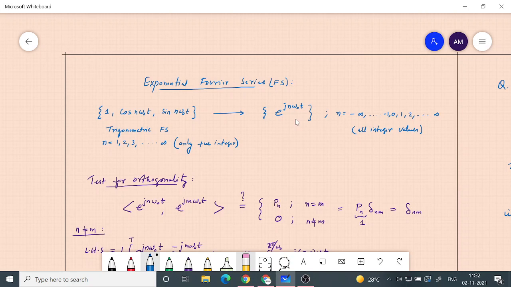You can go from this to that also. If you derive the exponential, you can go to trigonometric also. All you need to do is express the exponential function in terms of cos theta plus j sin theta. That formula you have to use, and you can go back also.